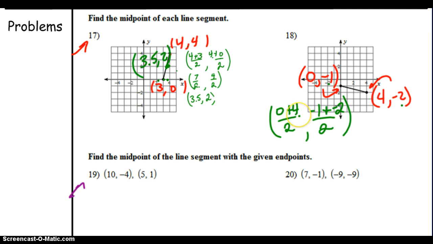And let's see. 0 plus 4 is 4. Divided by 2 is 2. -1 plus -2 is -3. Divided by 2 is -1.5. And so if we go to our grid, that should be the coordinate of our midpoint.